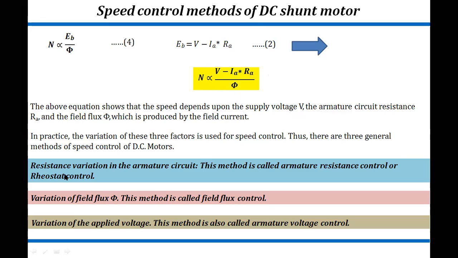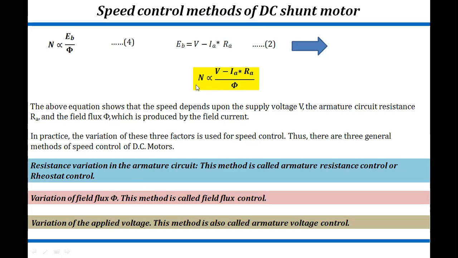The first method is variation of field flux. It means we can vary the generated flux and control the speed. If the magnetic flux is higher, the speed will decrease, because speed is inversely proportional to the flux. So we can call this method field flux control.